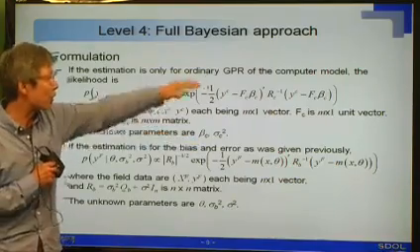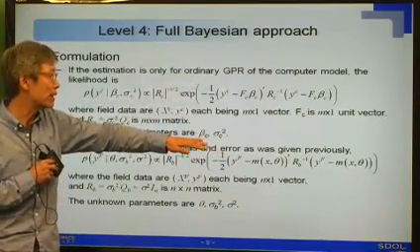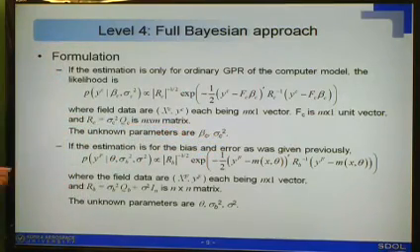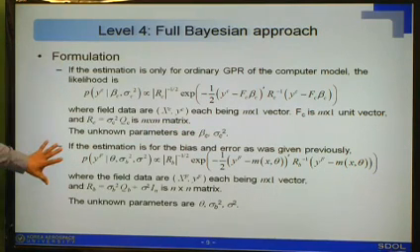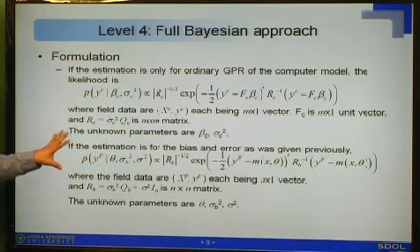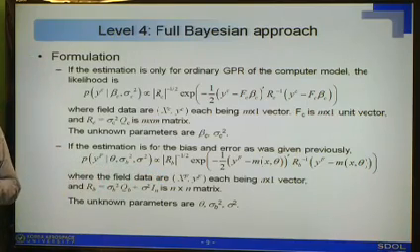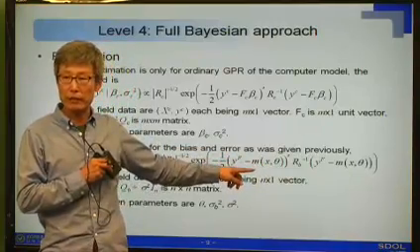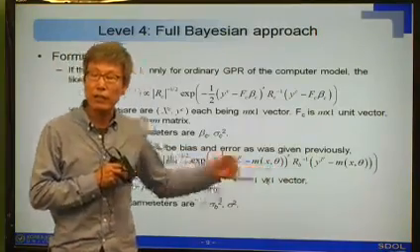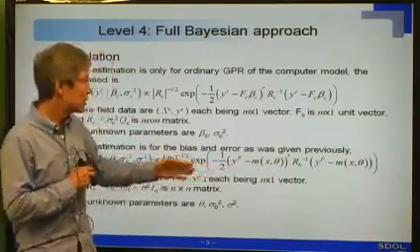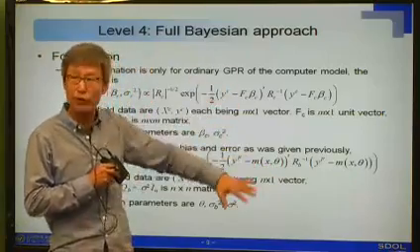Unknown parameters are the Gaussian process parameters, beta, sigma c. And I don't have to explain one more time about this. The next thing is exactly the same as the level 2. In the level 2, previously, I showed you this equation. In this case, this is the original computer model. And in the plug-in approach, I repeat, in that case, you just replace this by the surrogate.